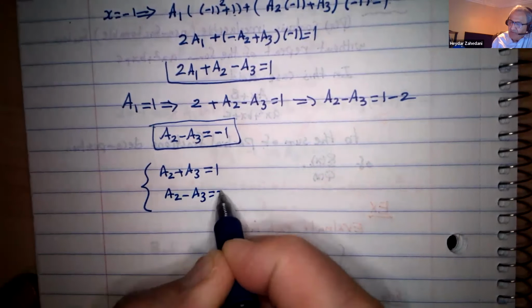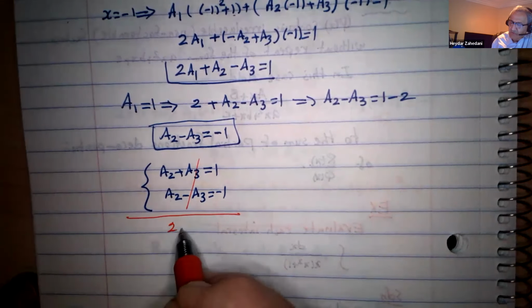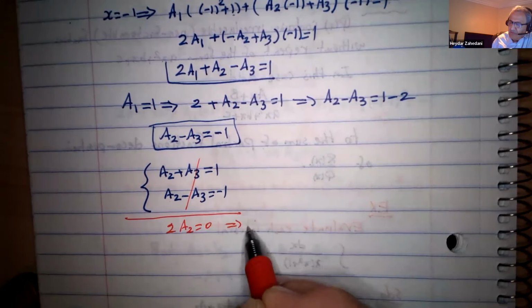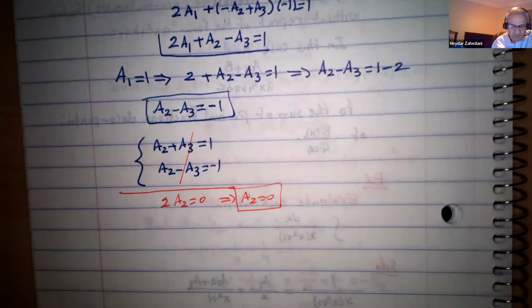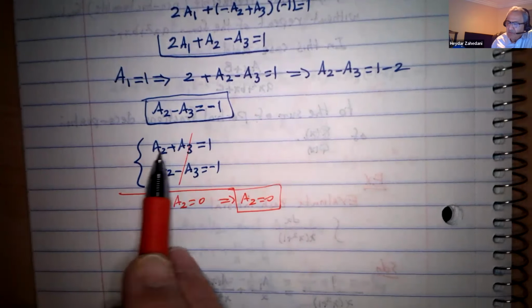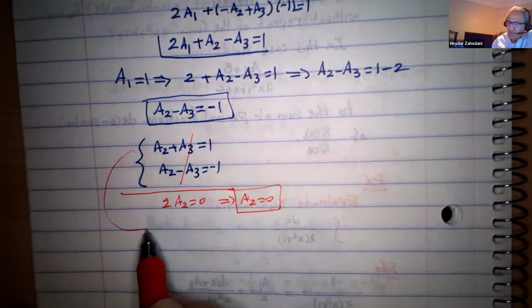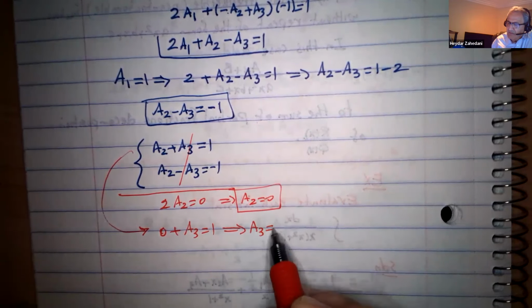It's a system of 2 equations with 2 variables, solved by the addition method. So that gives you 2A2 equal to 0. So A2 would be 0. Okay, so A2 is equal to 0, and you substitute in one of these, that gives you A3. So I substitute in the first one. So that gives me 0 plus A3 equal to -1. So A3 would also be equal to -1.